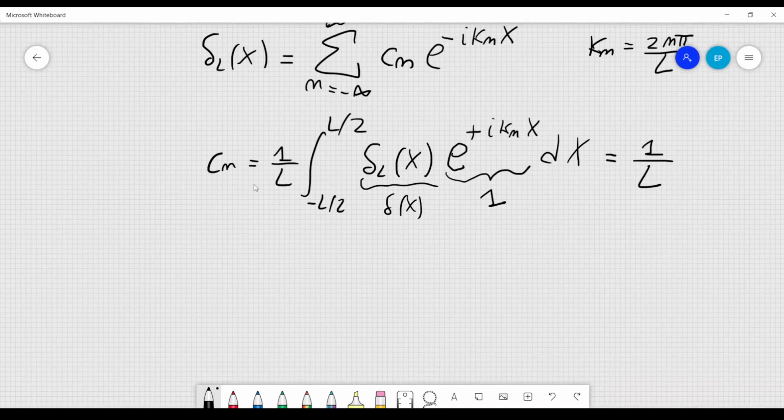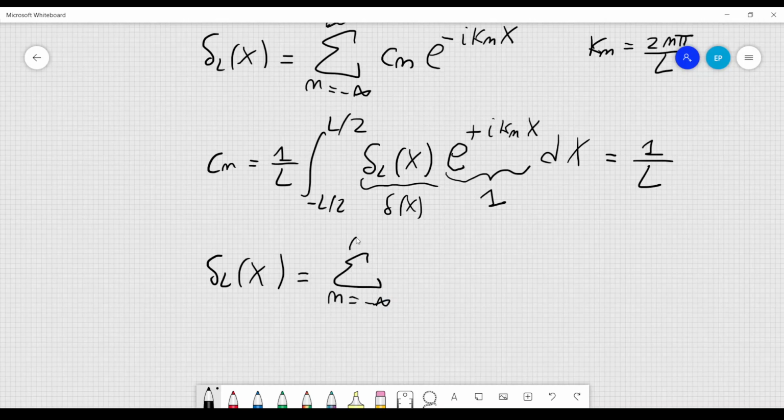Therefore, I can rewrite delta sub L of x as the sum from minus infinity to plus infinity of 1 over L, e to the i 2 pi n over L times x. And this is the Fourier representation of the train of impulses. And now, how can I obtain the Fourier representation of just one impulse? Or how can I extend this reasoning to just one impulse?